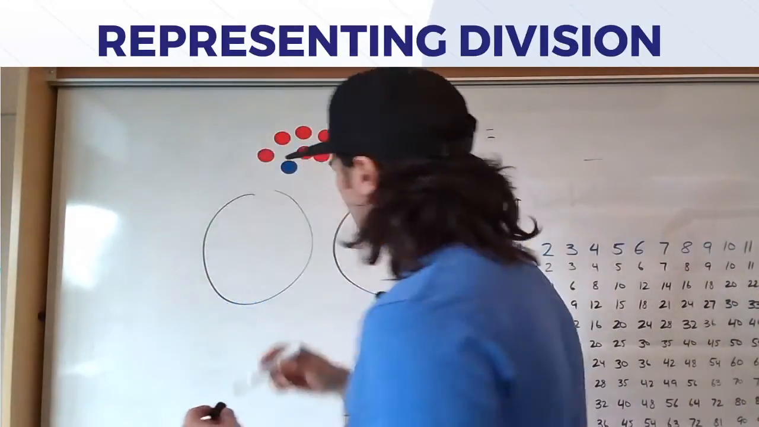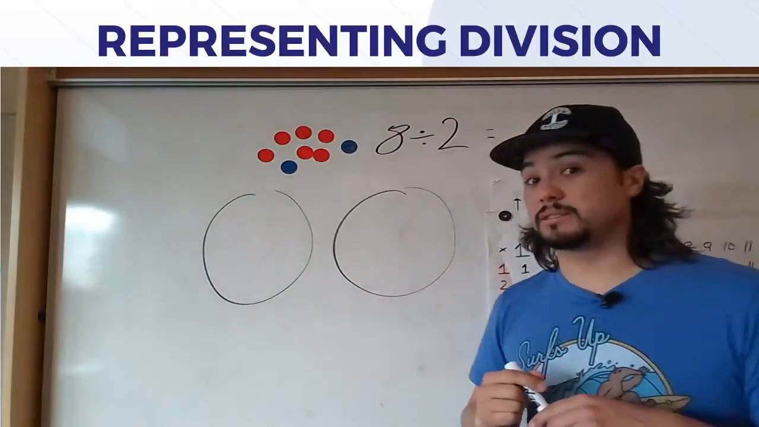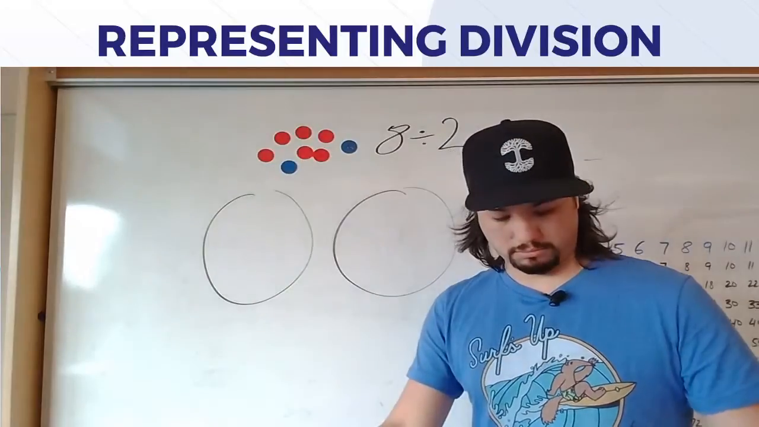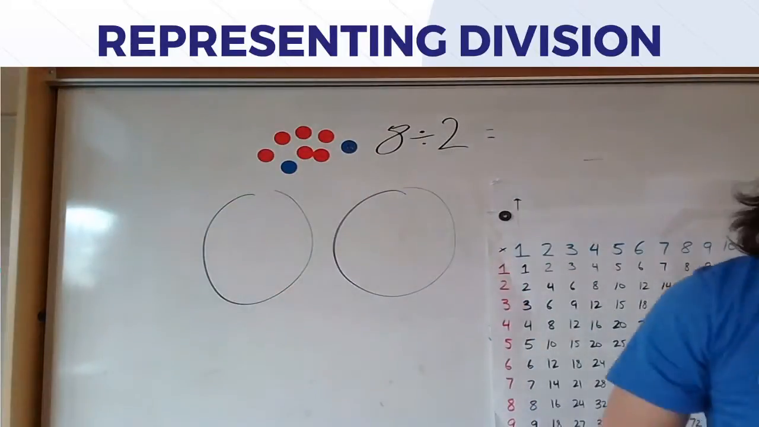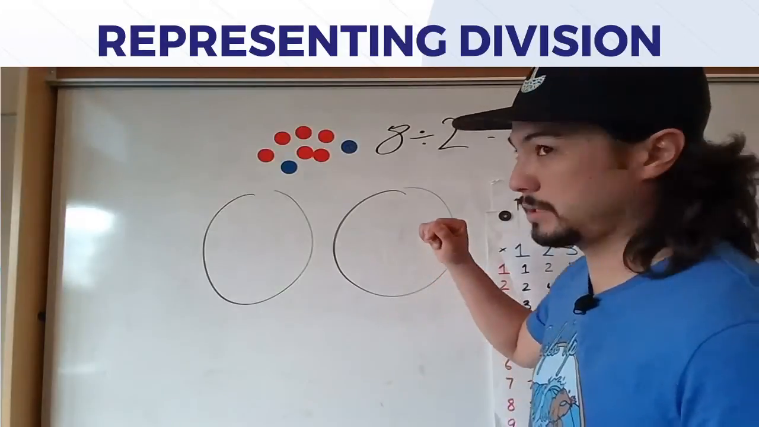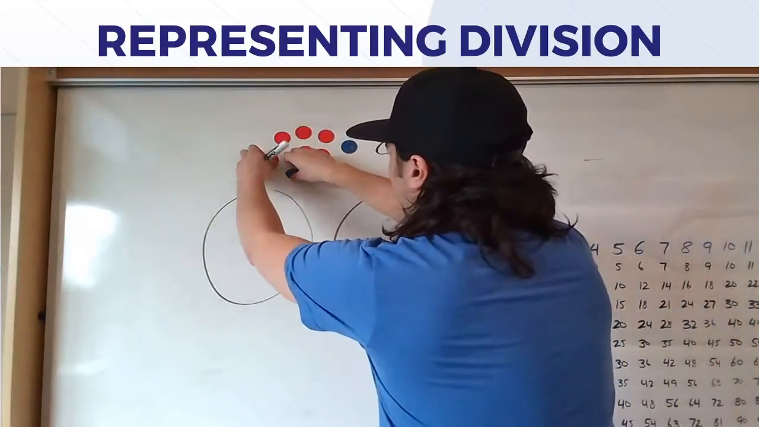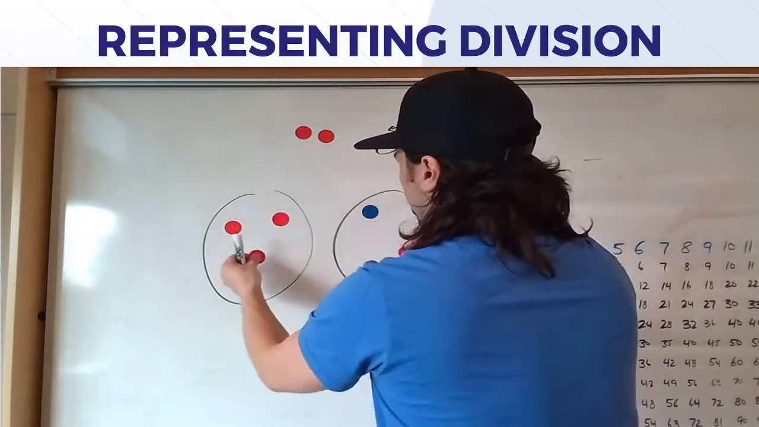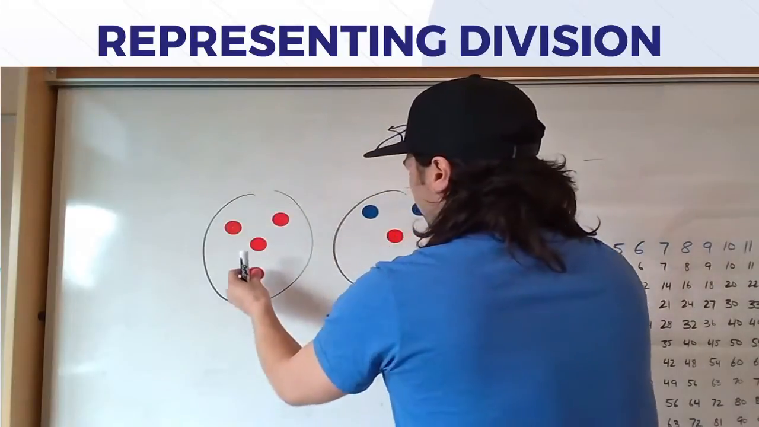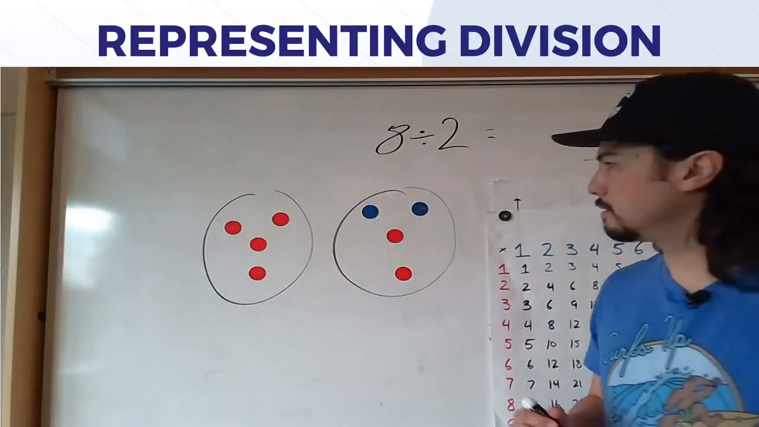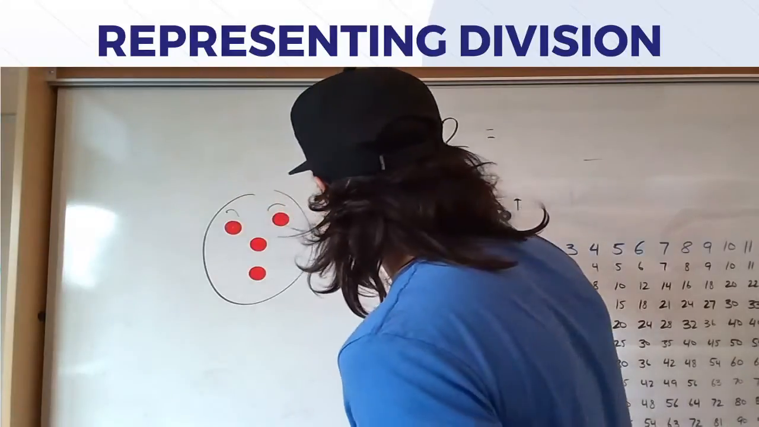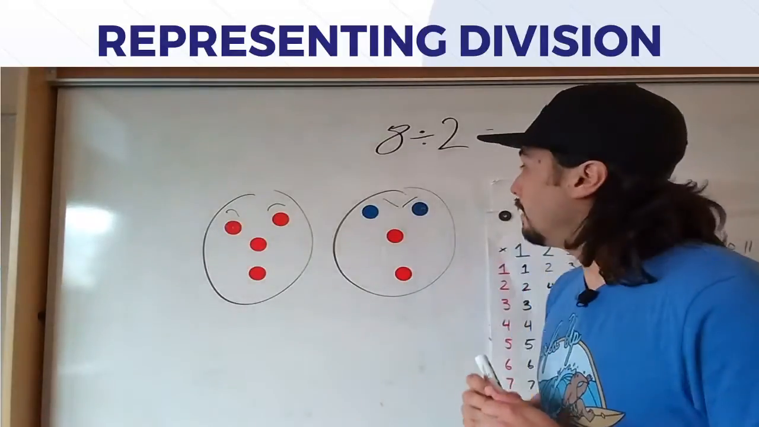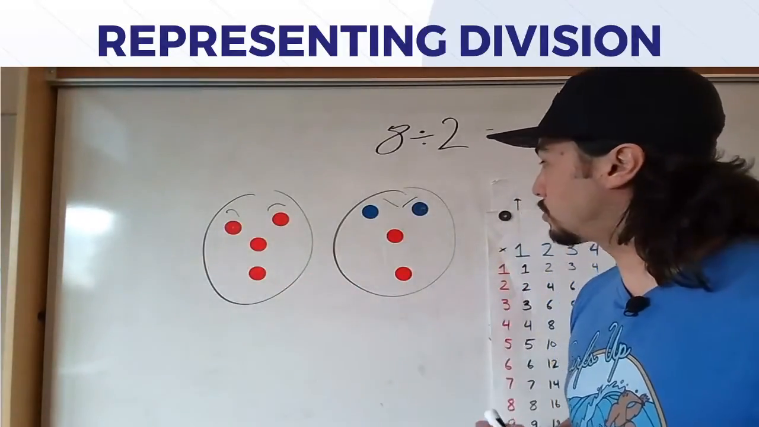2 groups, okay? And remember, the key with division is we have to have equal groups. If we don't have enough to make equal groups, we have to stop right there. So let's make some equal groups. We'll put 1 in each group. We'll put another one in each group. Another one, and another one. We have 8 divided by 2 equals how many in each group? 4.